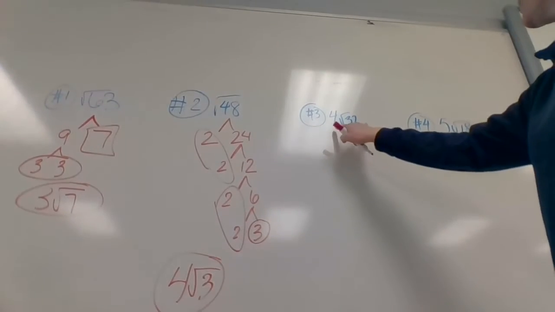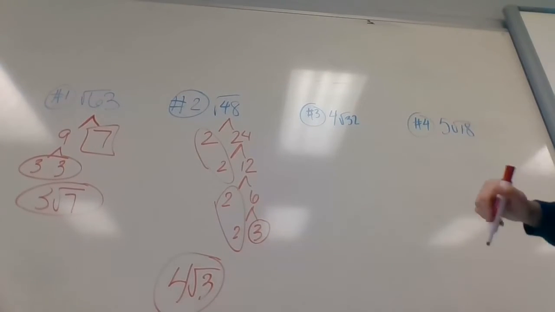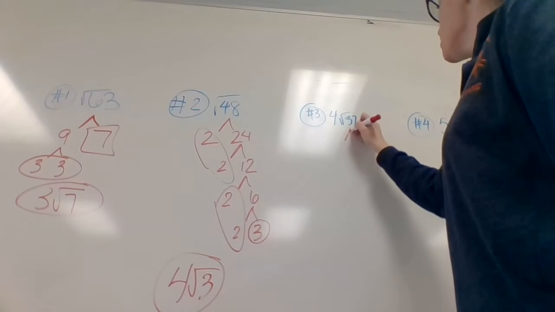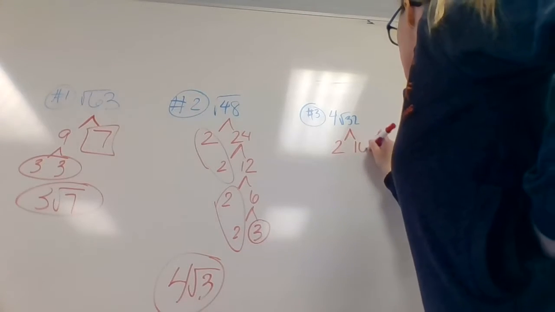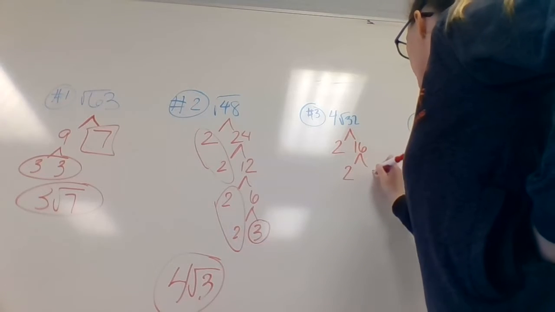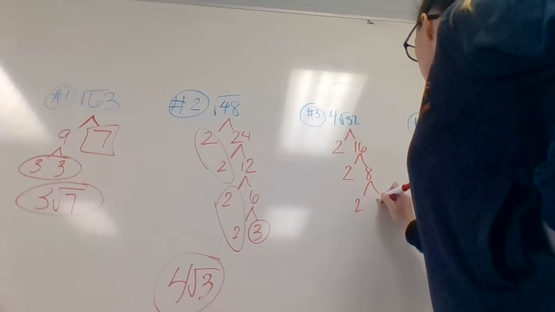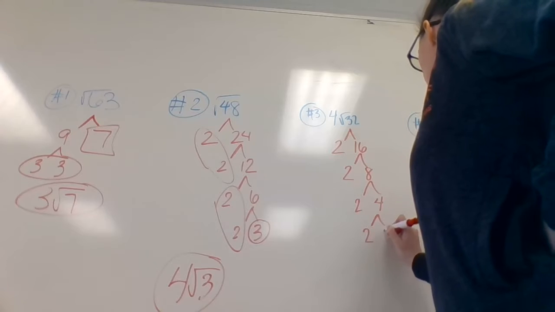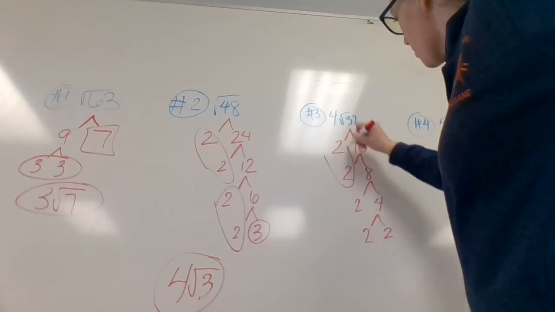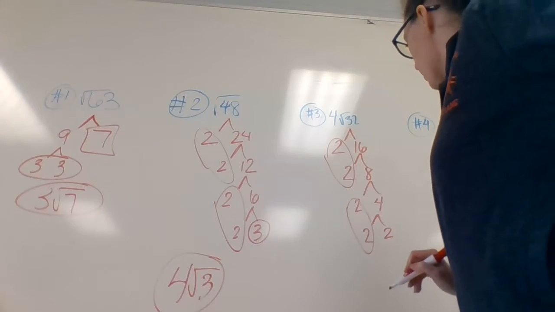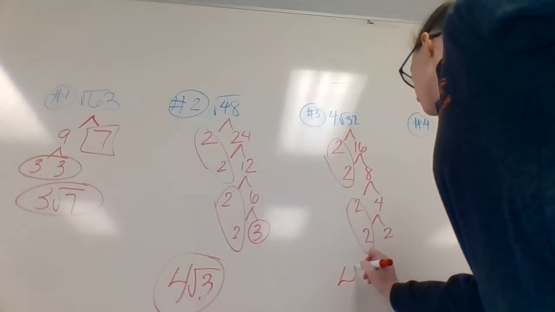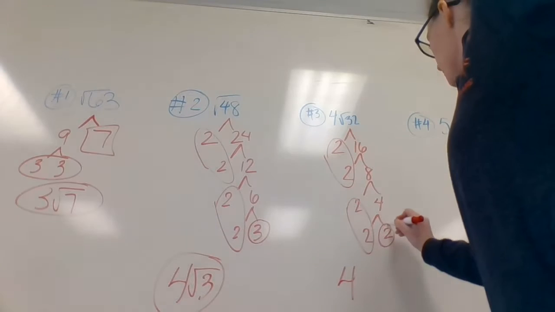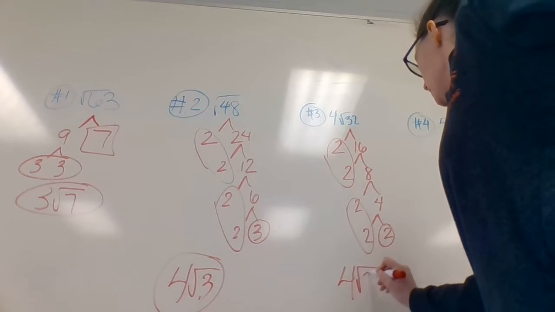Numbers 3 and 4 look a little crazy because we have numbers out front, but don't let that fool you. The first thing you should do, again, is to simplify. So the root of 32, 2 and 16, 2 and 8, 2 and 4, and 2 and 2. So I'm going to circle my pairs. So again, I have a couple of pairs here. So 4 is going to go out front, and I'm left with this 2 here.